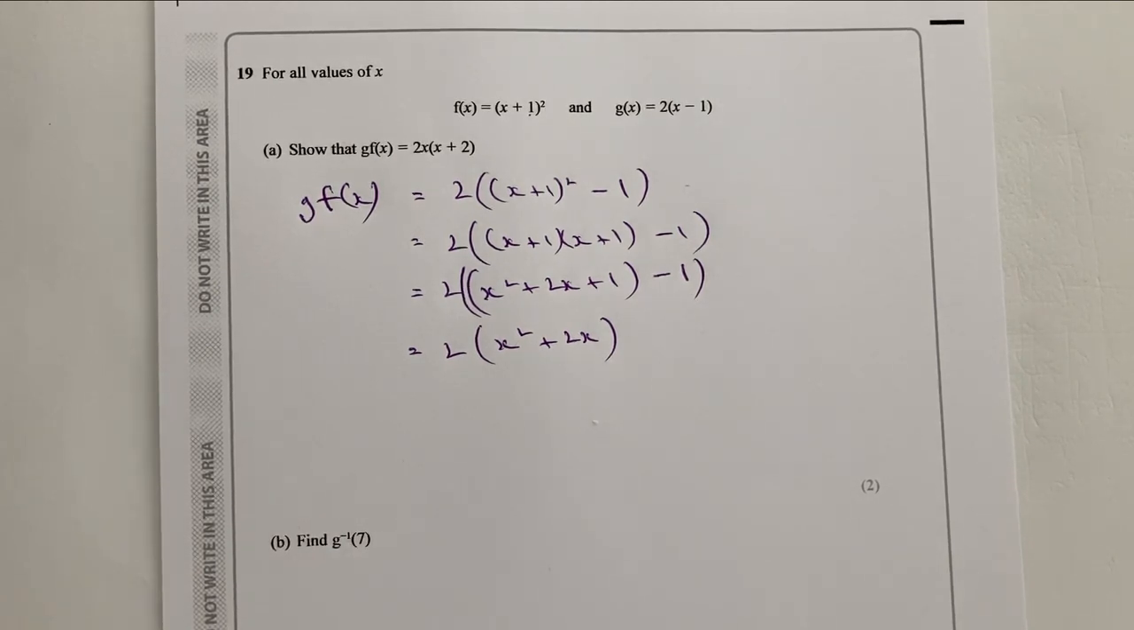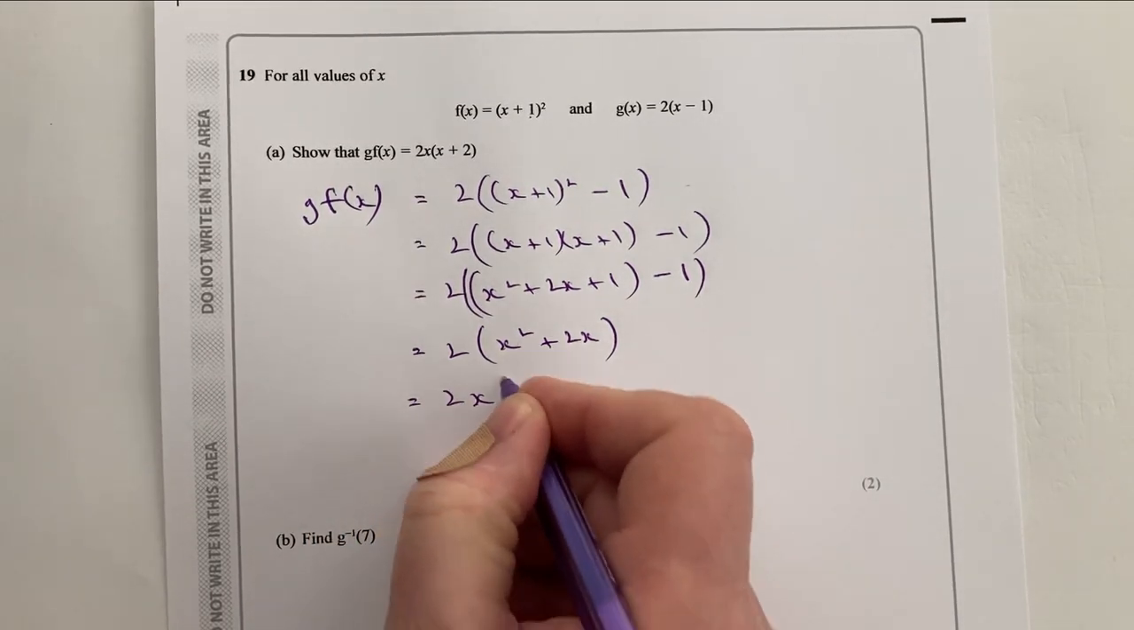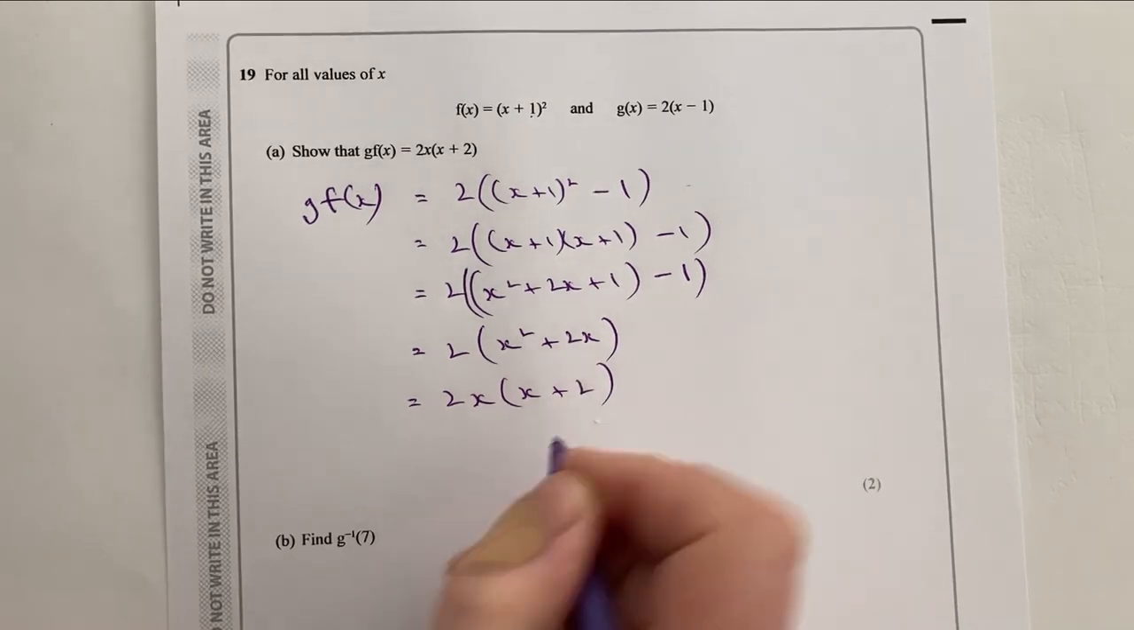Now, it's not quite the same as what they're asking us. All we need to do is factorise this for x as well. So it's going to get you 2x(x plus 2). That's it.